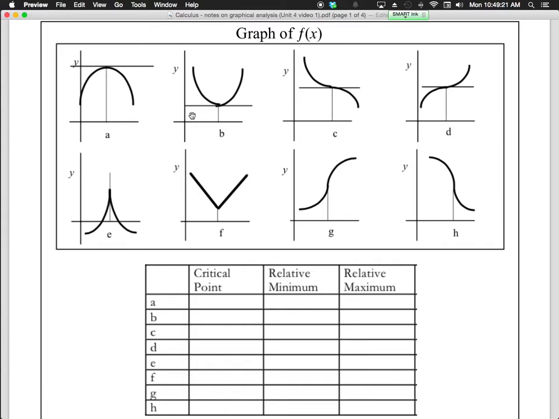So we need to go back to A and B and E and F. Because what were A and E? They are relative maxes. So let's talk about why those are relative maxes. Why are they relative maxes?